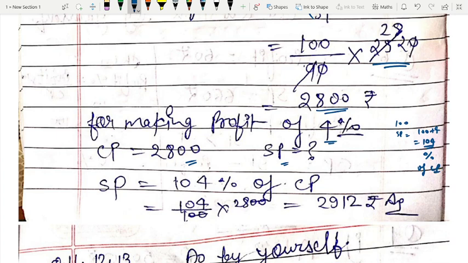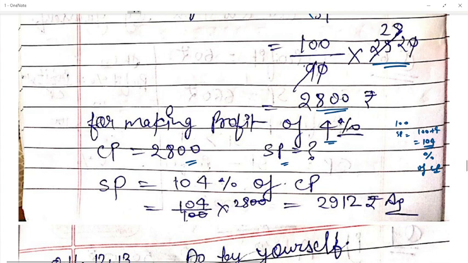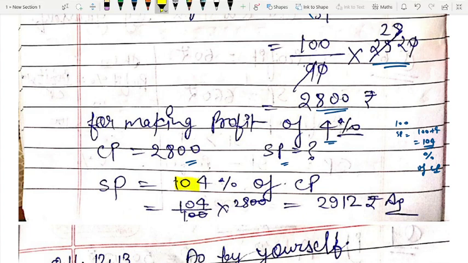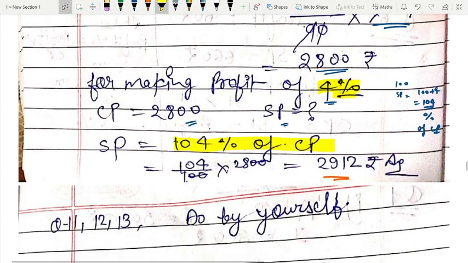cost price. We have written here, you can see, 104% of CP. Why? Because 4% is profit. 4% profit means 4 is added to the 100. So 104% of CP. Solve this: 104 upon 100 multiplied by 2800. After solving this you will get the answer, 2912 rupees selling price.